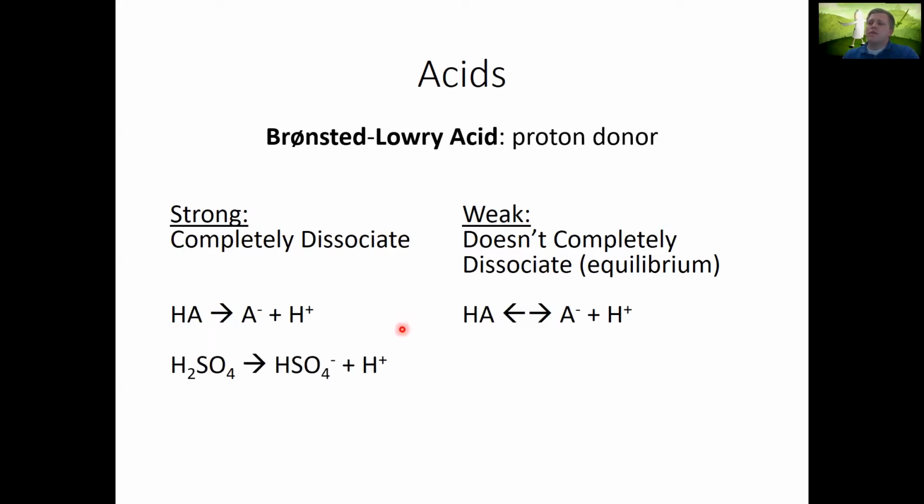Okay, so an example of a strong acid would be sulfuric acid. H2SO4, when placed in water, completely dissociates to give HSO4 minus plus a proton. And so H2SO4 never actually exists in water, but these two species do. An example of a weak acid would be HSO4 minus, which can dissociate to give you SO4 2 minus plus a single proton. But these species, when in water, can reform to give you HSO4 minus.